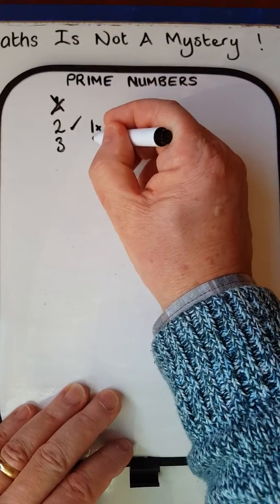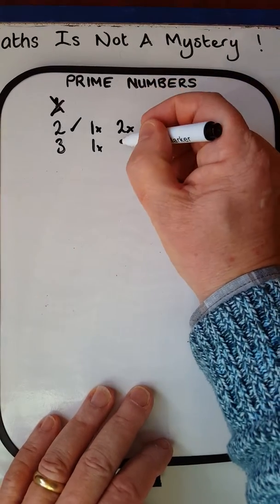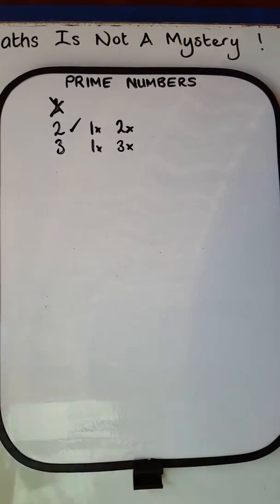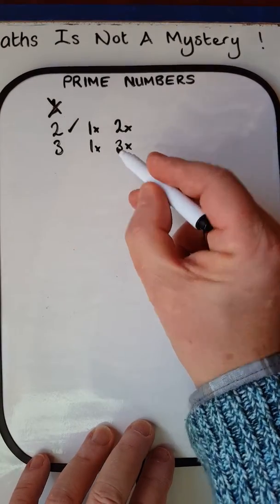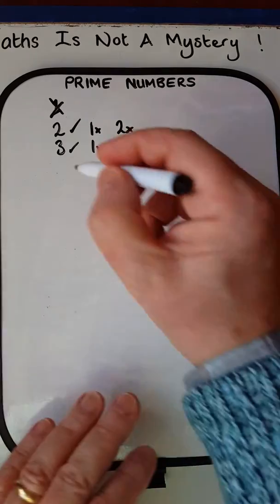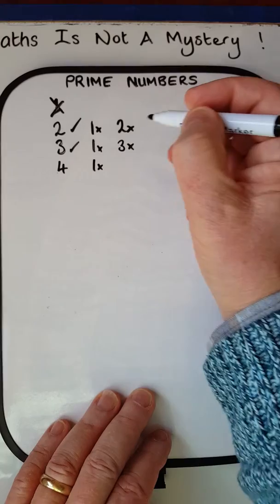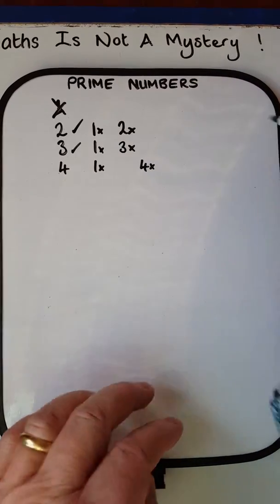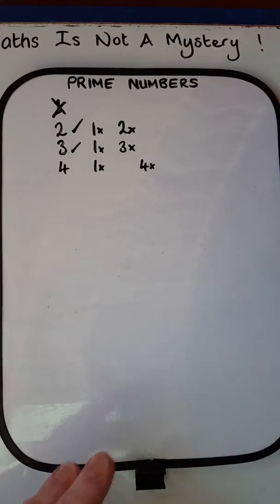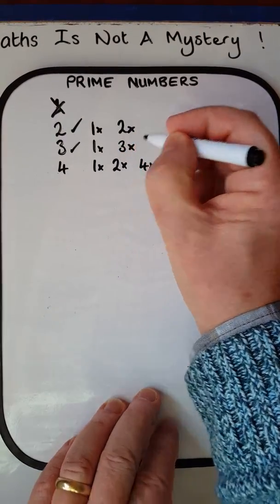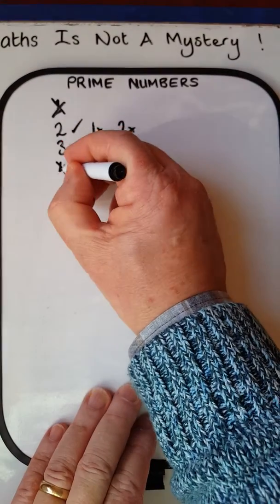3 of course is on the 1 times table. It isn't on the 2 times table because it's not an even number. It's on the 3 times table, and that's it. It's got 2 different times tables, 1 and its own, so it's a prime number. 4 is not going to work, is it? It's on the 1 times table, it's on its own times table, but in between those two, it's also on the 2 times table because it's an even number. Because it's got an extra times table, 4 is not a prime number.